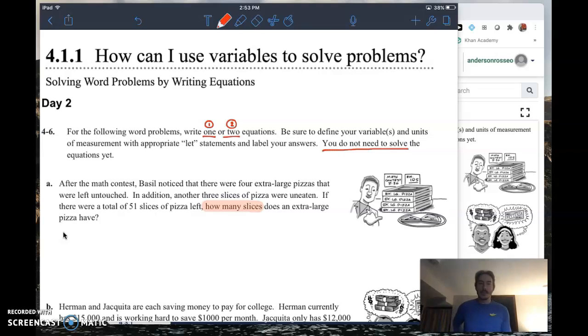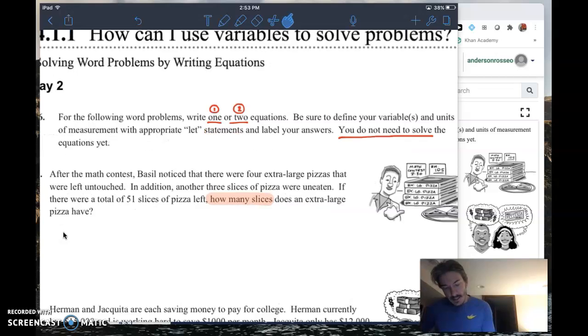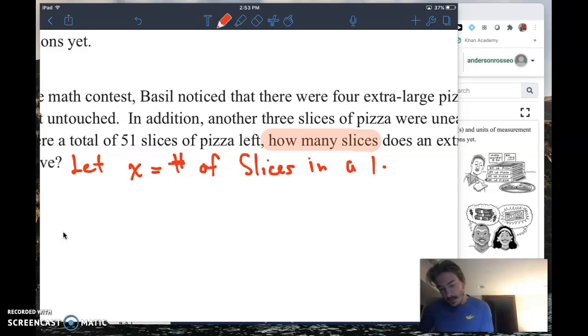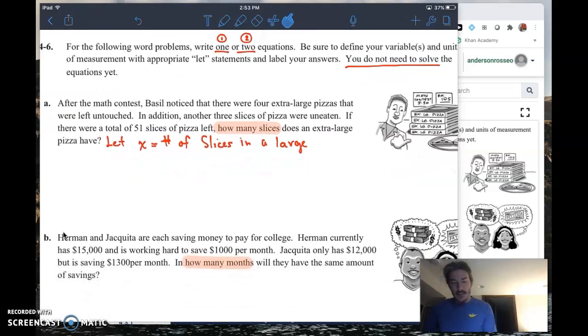Well, I highlighted something intentional there. I highlighted an important piece, specifically the thing that we're solving for. It says how many slices. So when I do this let statement here, folks, I am going to specifically say let x equal the number of slices in a large pizza. And that's important. Notice I've got that unit on there. It's the number of slices in a large. It's not a medium. It's not an XL. It's in a large.